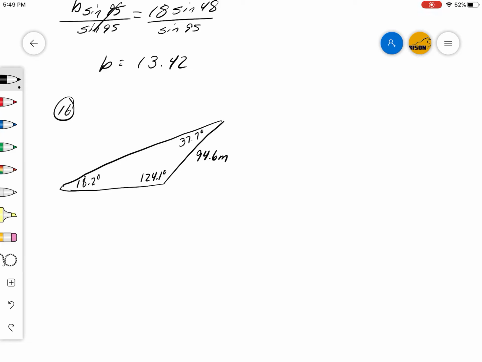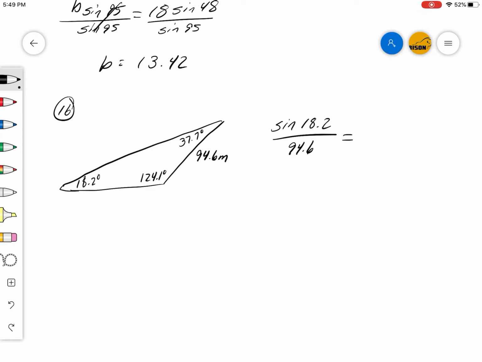Okay, so 18.2 and 94.6 is our control, obviously. So I'm going to do sine of 18.2 over 94.6 as my control. And then I've just got to ask myself, what side do I want to go for?